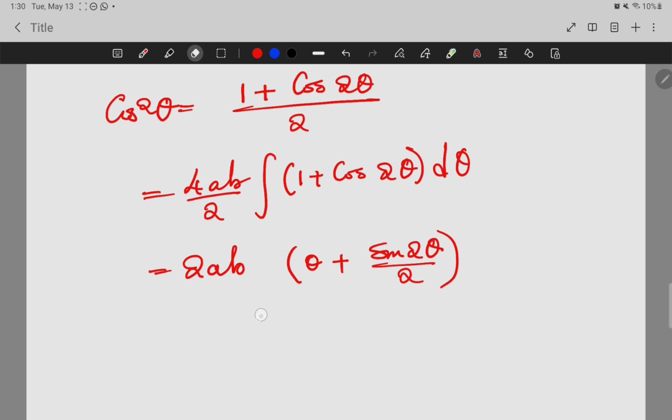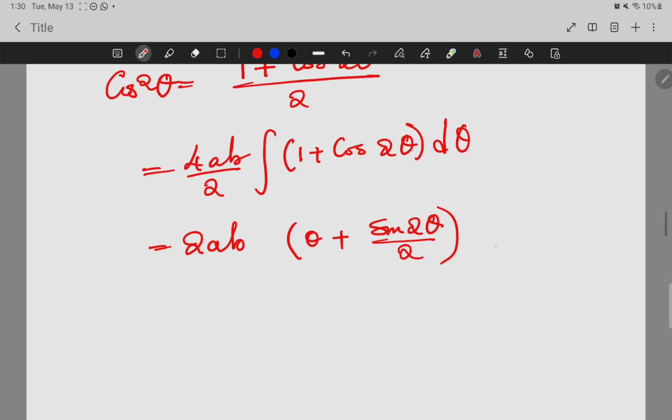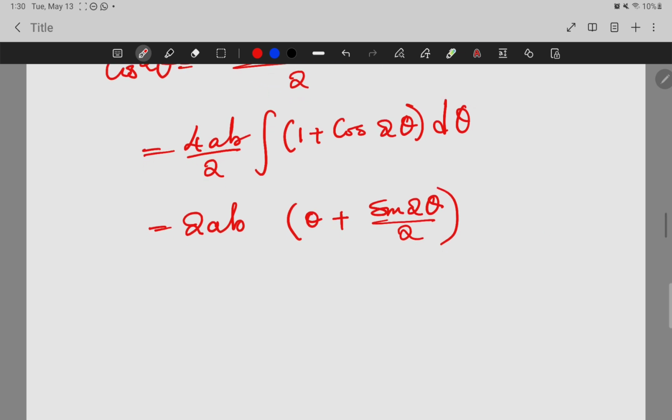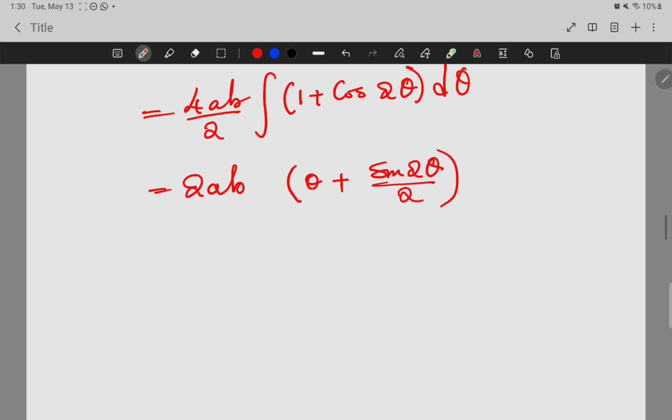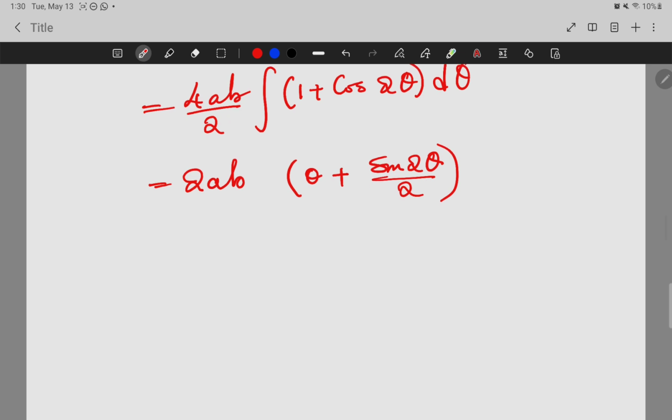So I have integrated, no need for this symbol now since I've integrated. And I will put the limits, so there's no need for me to put the constant of integration. I just need to swap or change my theta back to the original variable.